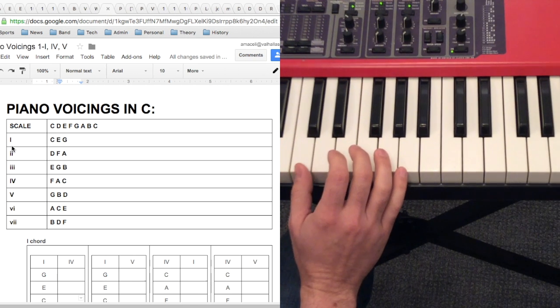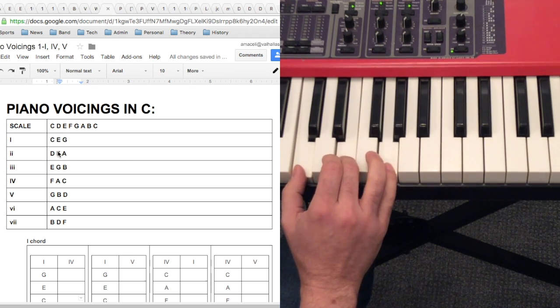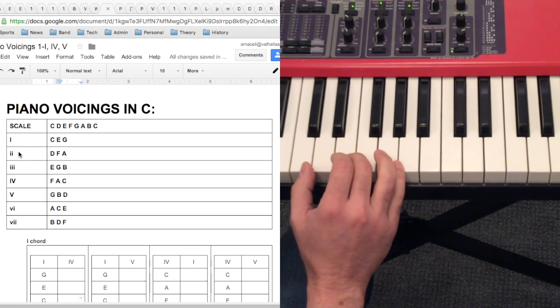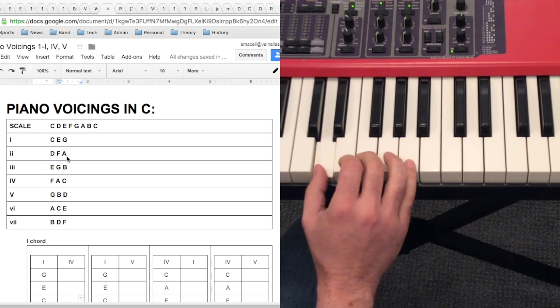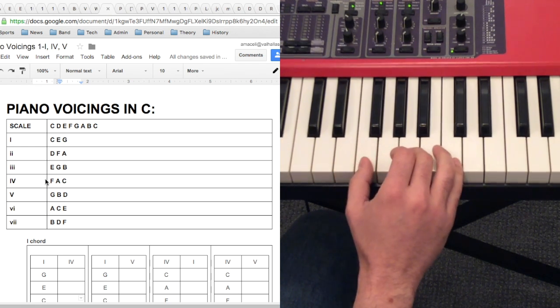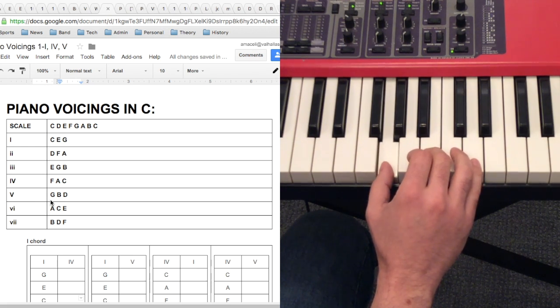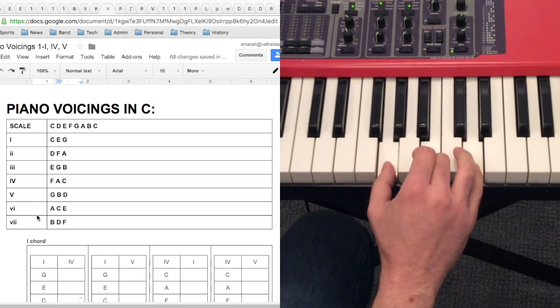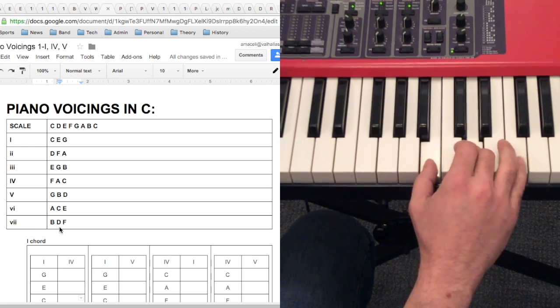So the 1 chord is the C chord, which is every other letter, C, E, G, and it looks like this. The 2 chord starts on the second letter of the C scale, D, and goes every other letter, so that chord is D, F, A, and it looks like this. And as we move forward, the 3 chord starts on E and is every other letter, E, G, B. 4 chord, F, A, C. 5 chord, G, B, D. The 6 chord, A, C, E. The 7 chord, B, D, F.